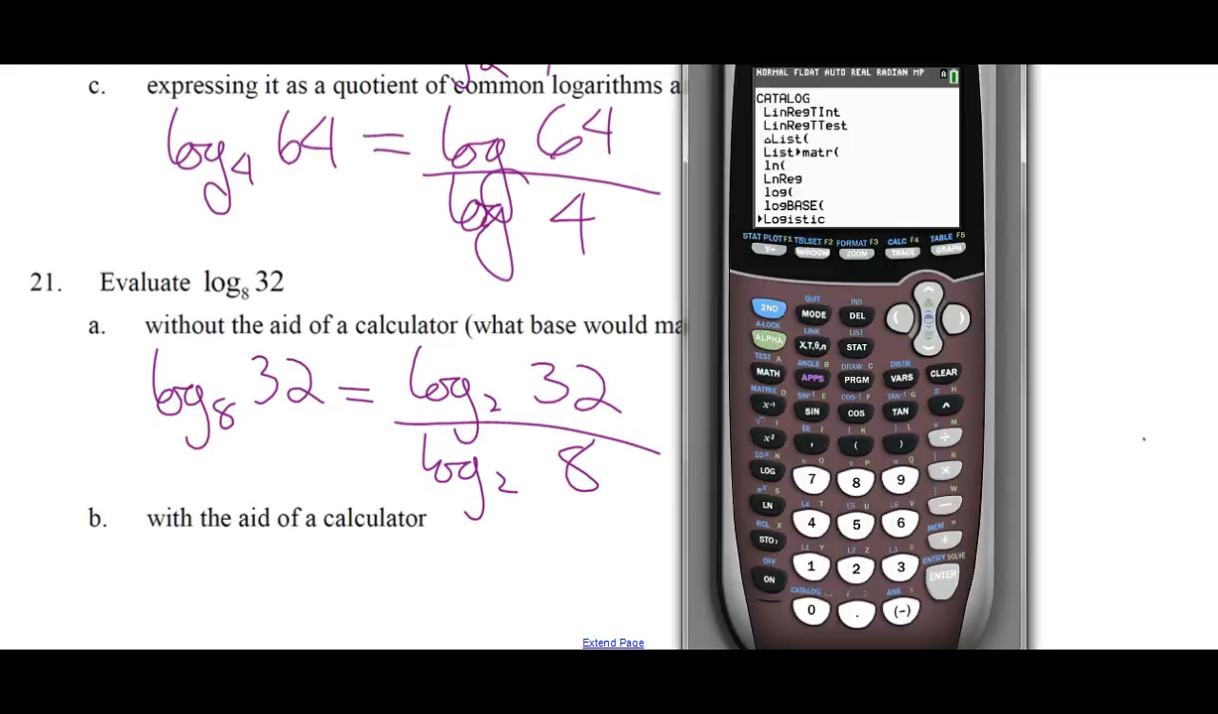With the aid of a calculator, if you have the log base function, you can use it. Okay? Log base 8, 32, aren't I fancy? You go to math, enter, 5/3, right? Or you just go log 32, because you just change it to a base 10 log, divided by log of the base, which is 8, and you get the same number. Okay? So it's not a big deal if you don't have log base.